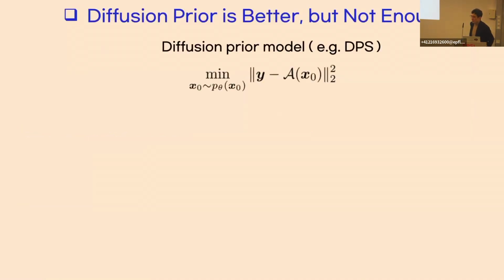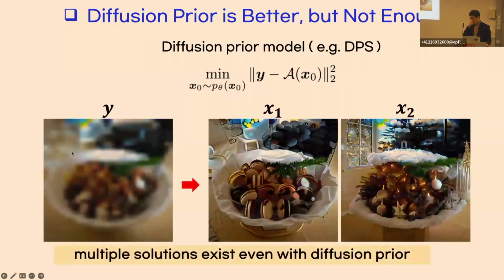Okay, so far we discussed that diffusion prior is better. However, it's not enough. For example, as I mentioned, in diffusion posterior sampling, for example DPS, we are minimizing this data fidelity term by sampling from these learned prior models, right? But what will happen is like this. For example, this is a Y measurement, okay? Then depending on the random seed you start with, you can end up with two different kinds of image reconstruction, okay?